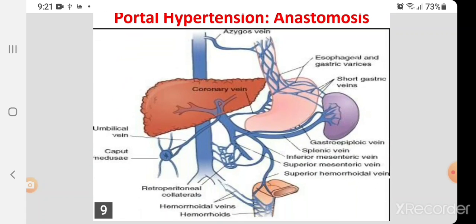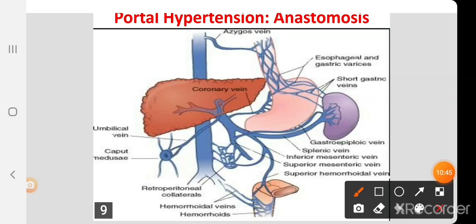This is a drawing of these areas. Here you can see the lower esophagus, and you can see the veins in the lower esophagus, and then the veins in the fundus of the stomach. These are veins in the retroperitoneal space here, and these are veins around the lower part of the rectum. These are the areas where you will have anastomosis with the systemic system, and this is porto-systemic anastomosis. These are the famous areas.